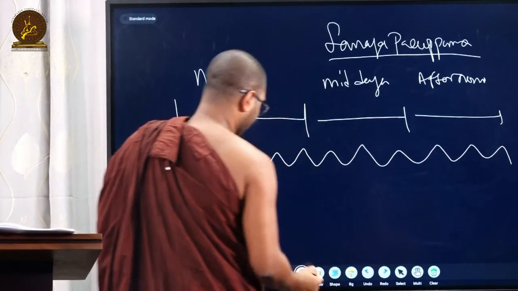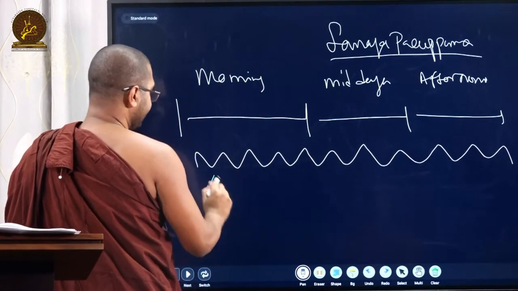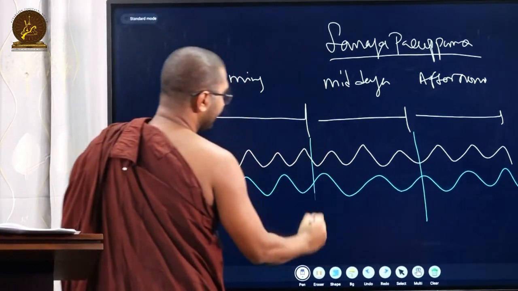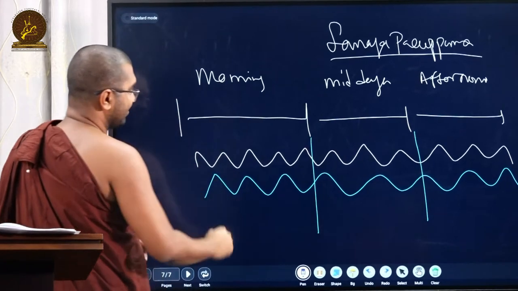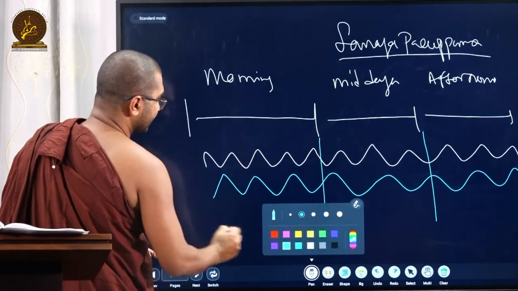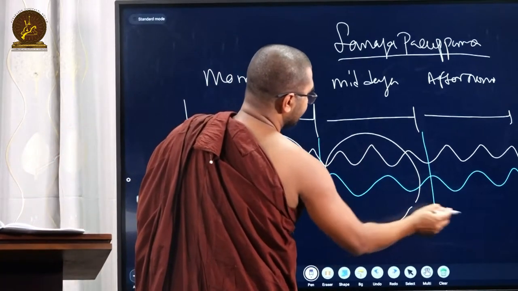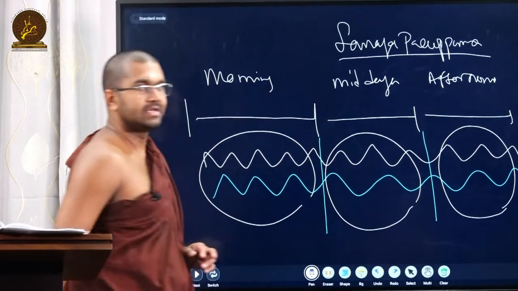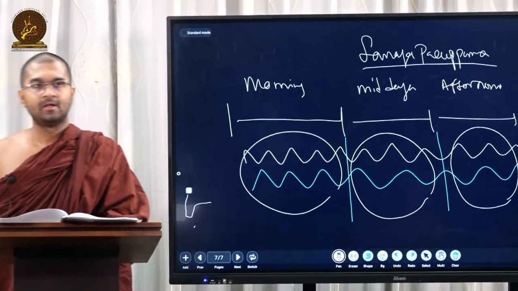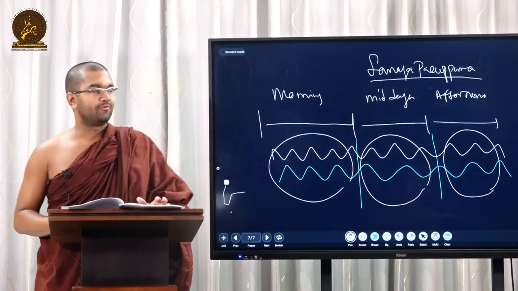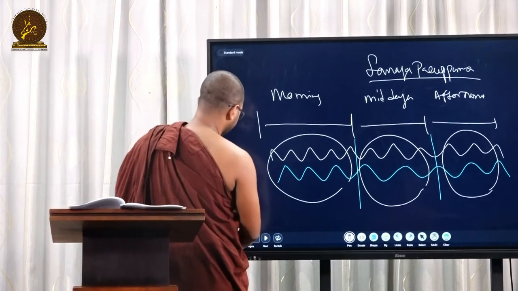which are occurring, all sorts of rupas which are occurring during a session, is considered as one generation. So this is one generation. This is another generation. This is another generation. That's based on the time. It's easy to understand. So the message in this lecture is, now we have three types of pachupanna.